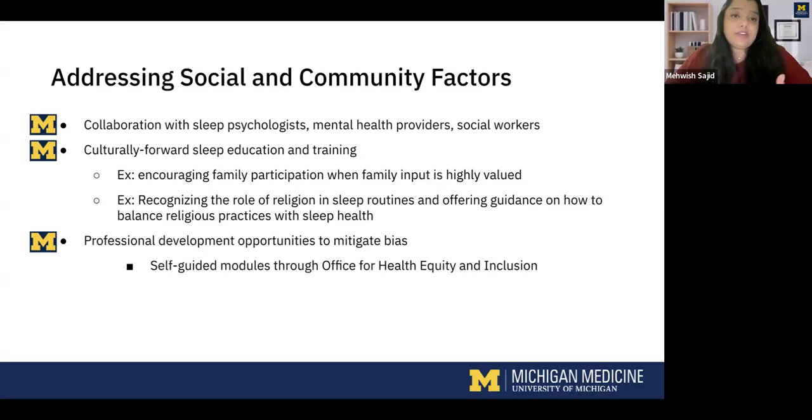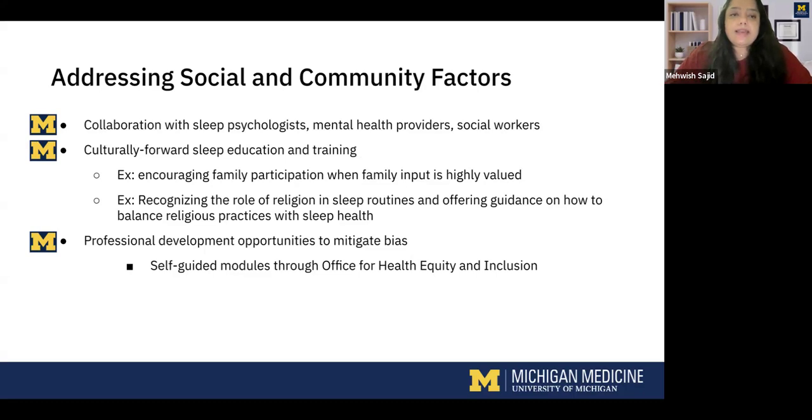And as someone who trained here for fellowship, I definitely feel like my training was culturally forward, especially in the peds sleep department, where a lot of the parents might be involved directly in their sleep beliefs and what they might be doing and how that might be negatively affecting the patient or the child's sleep habits as well, and really trying to meet the families where they're at and find sustainable solutions for them to implement in their bedtime routines.